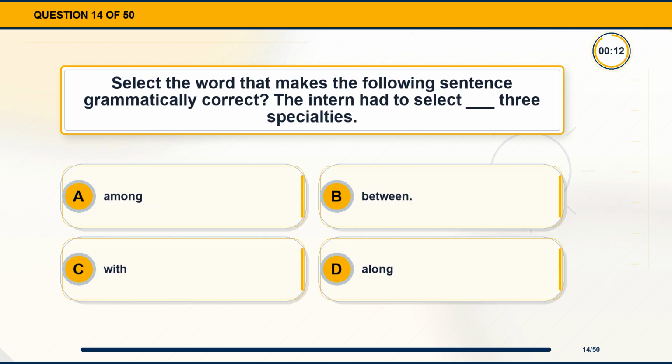Question 14. Select the word that makes the following sentence grammatically correct. The intern had to select blank 3 specialties. Option A, among. Option B, between. Option C, with. Option D, along.